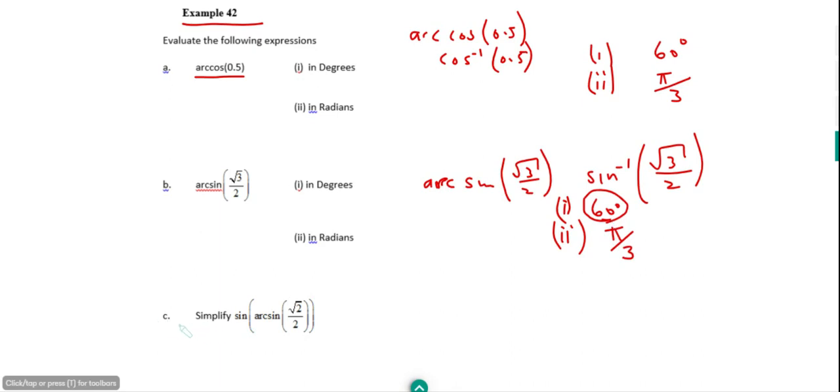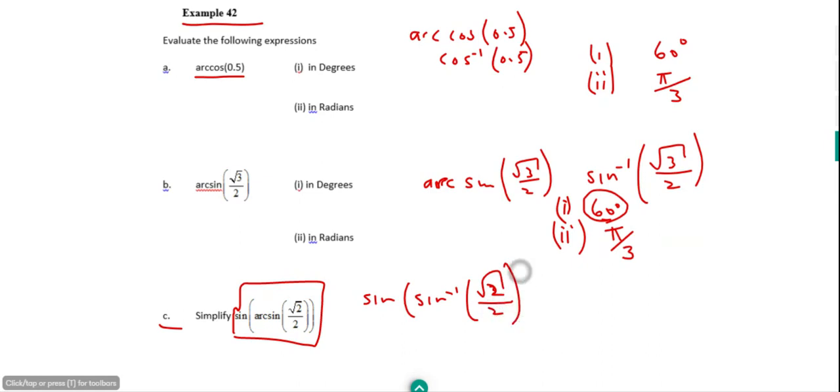So part C, simplify sine of arc sine root 2 over 2. You could end up spending a lot of time using your calculator and wasting time on this one. You can check it with your calculator, but it's sine of sine minus 1 root 2 over 2. And if you use the inverse function and then the function, it just takes you back to where you were. It's that same thing where we're talking domain and range.